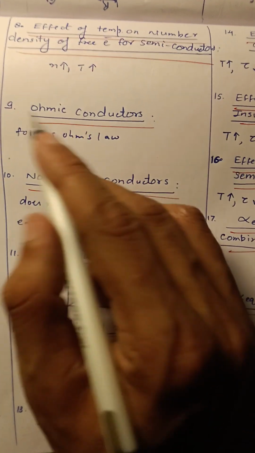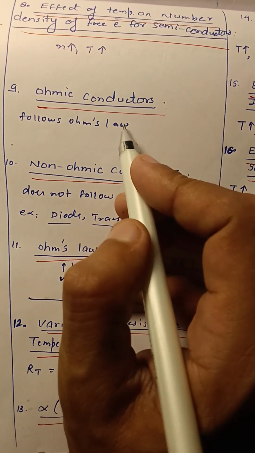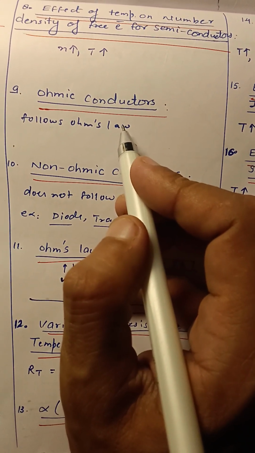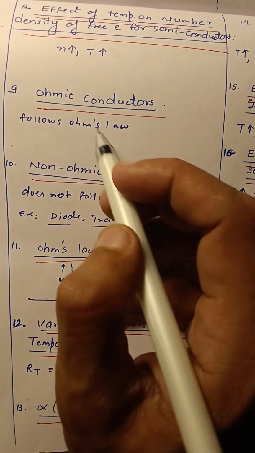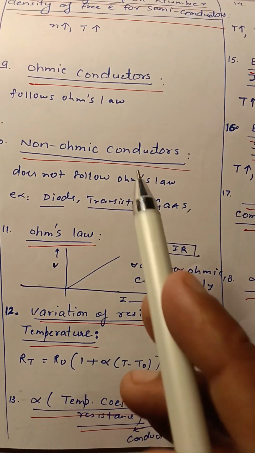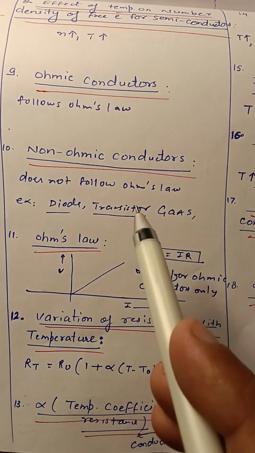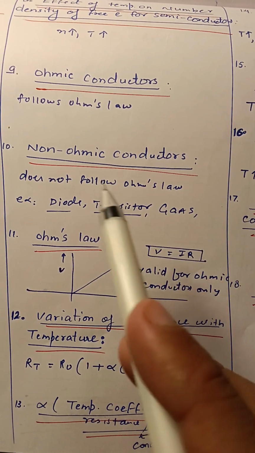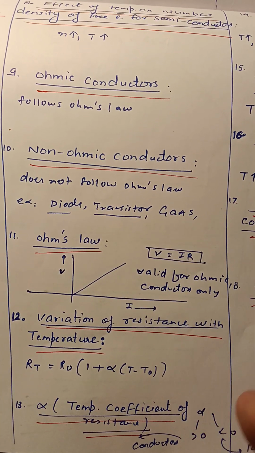Now is the concept of ohmic conductors. Ohmic conductors are those which follow Ohm's law, for which V equals IR and the graph is a straight line. That is the concept of an ohmic conductor. Now there are certain non-ohmic conductors, which do not follow Ohm's law, or whose resistance is not constant but is a function of voltage or current.